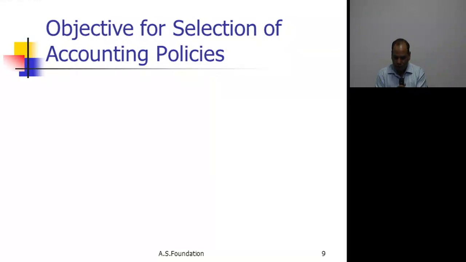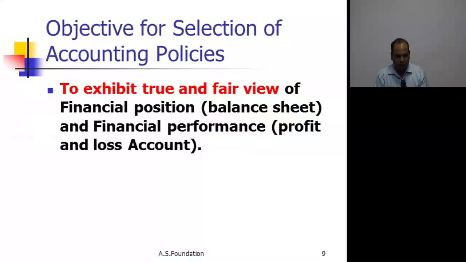Objective for selection of accounting policies. What are the objectives for selecting accounting policies? First, underline the second sentence in your book: to present a true and fair view of the financial position and to present a true and fair view of the financial performance. Is it right? Appropriate accounting policy should be chosen so that the balance sheet shows a true and fair financial position and the profit and loss account shows a true and fair profitability position.